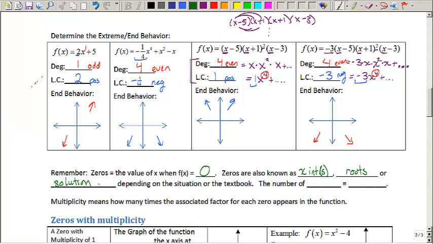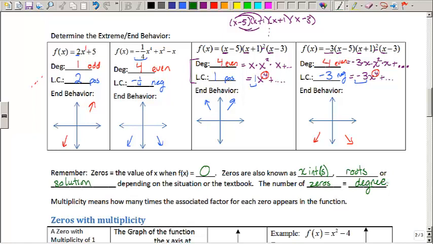Also, I want to remind you that the number of zeros, now that's complex and real zeros, is equal to the degree. We won't be dealing with any complex zeros in this section, but we will a little bit later, and the number of all the total zeros equals the degree.